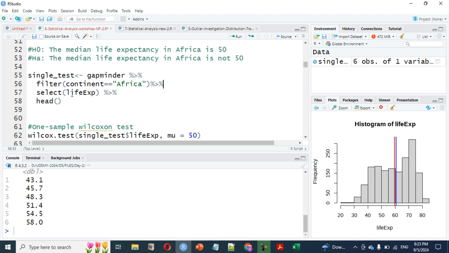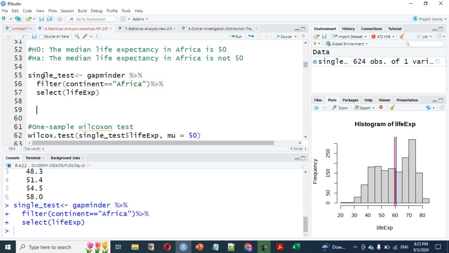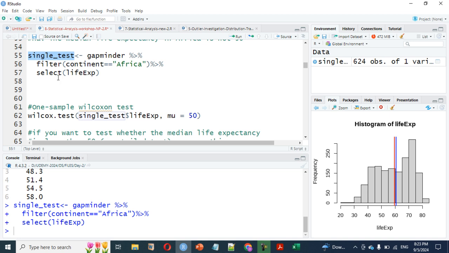But let me now remove this, and remove this as well. All right, let me rerun the test again. So this is our new variable now. This is our new data set rather. Because we have filtered based on Africa only, and we have selected life expectancy only, that's what we have in the new data set now.